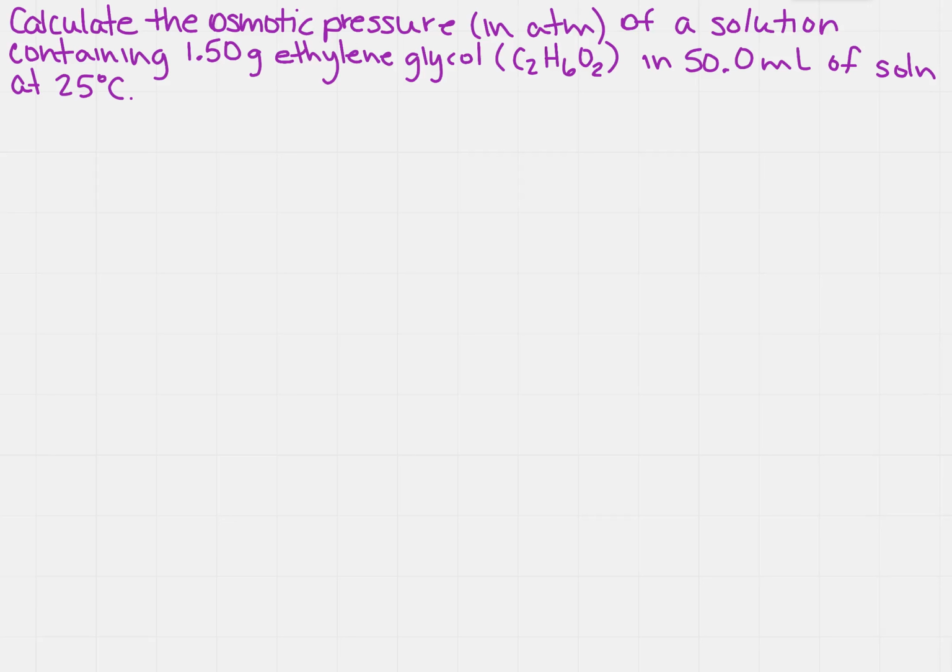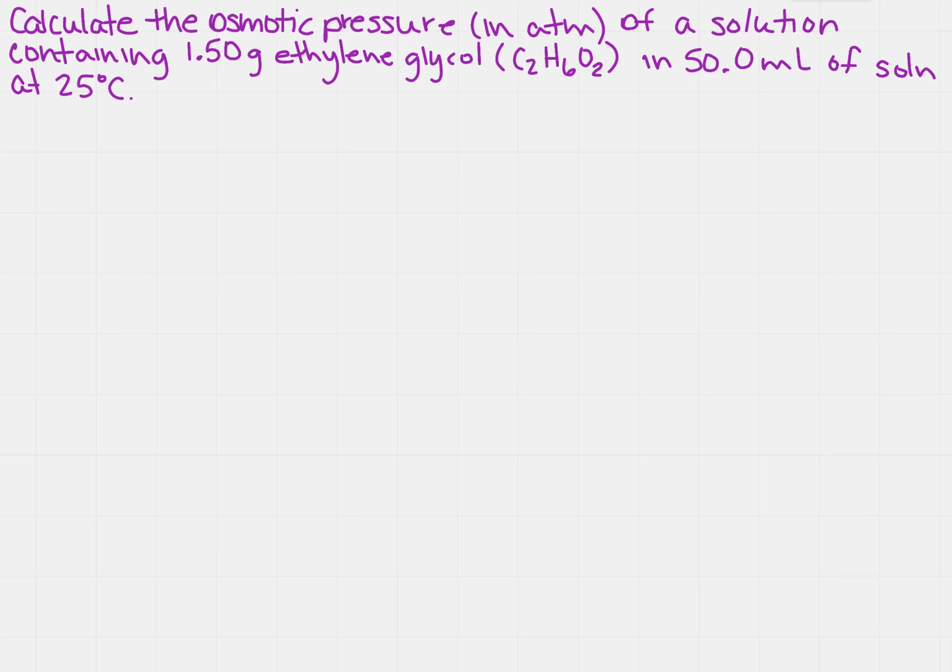I want to calculate the osmotic pressure in atmospheres of a solution containing 1.50 grams ethylene glycol, which is C2H6O2, in 50.0 milliliters of solution at 25 degrees. Now remember that at 25 degrees, that's really important. A lot of times I'll say you can get rid of the extraneous, but this time not so much.